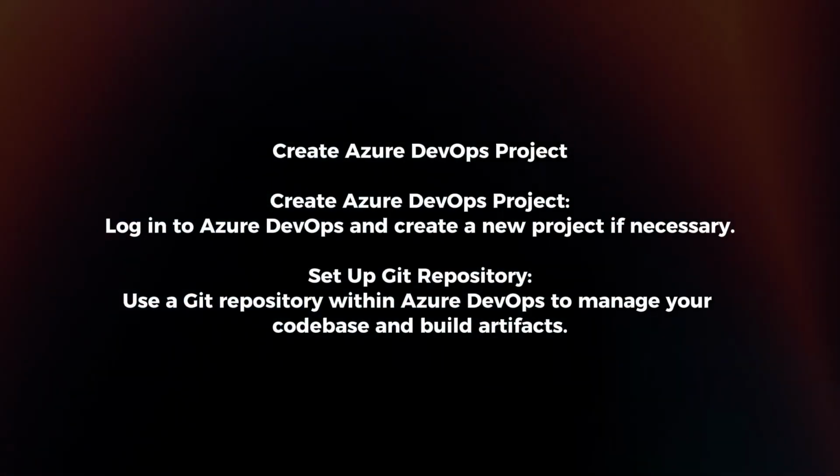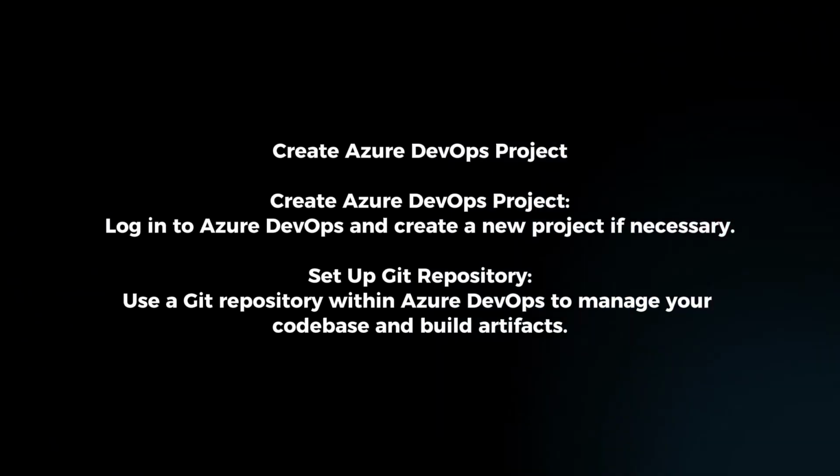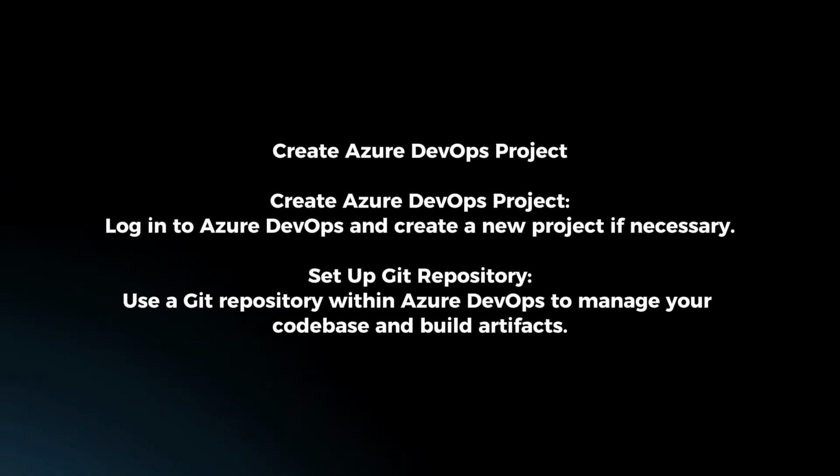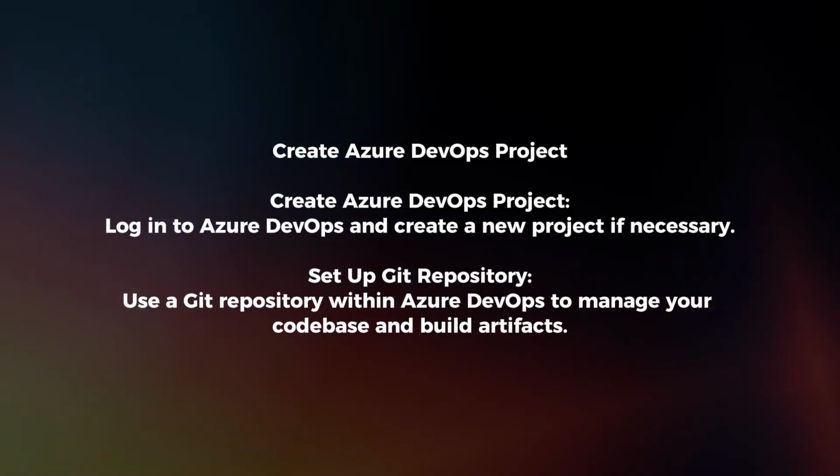Create Azure DevOps project. Log into Azure DevOps and create a new project if necessary. Set up Git repository. Use a Git repository within Azure DevOps to manage your codebase and build artifacts.